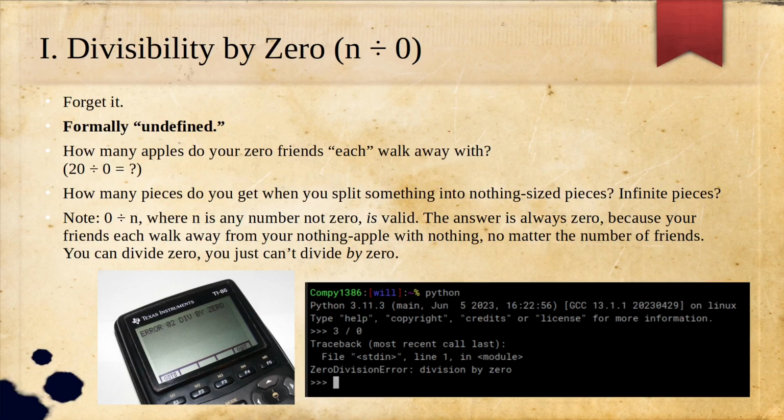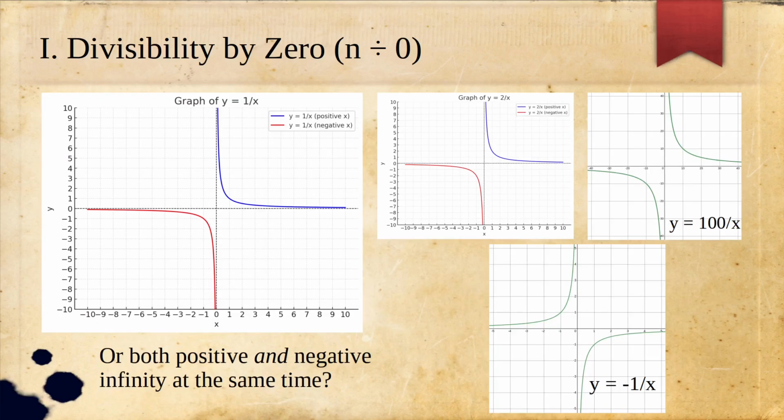But it is okay to divide 0 by something. The answer is always 0, because your friends each walk away from your nothing apple with nothing, no matter how many friends you have. You can divide 0, you just can't divide by 0. Now you can see from the right side of the function 1 over x, that is 1 divided by wherever we are along the x, which goes up in value from left to right, that for x less than 1 but more than 0, the number gets bigger as your pieces get smaller, going up towards positive infinity.